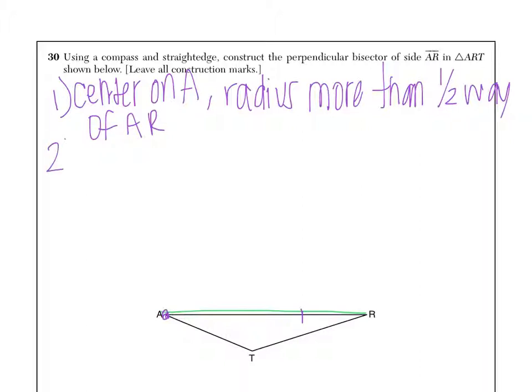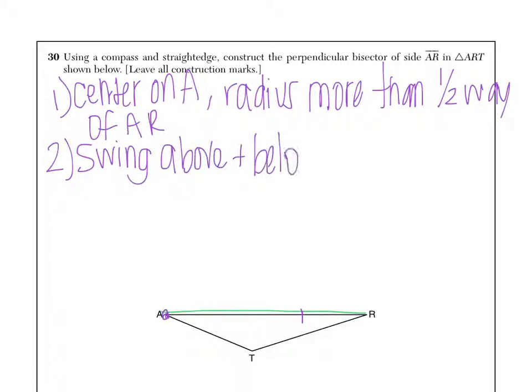What you're going to do is swing above and below. Swing an arc way above and back down way below. Oops, my paper is getting cut off.